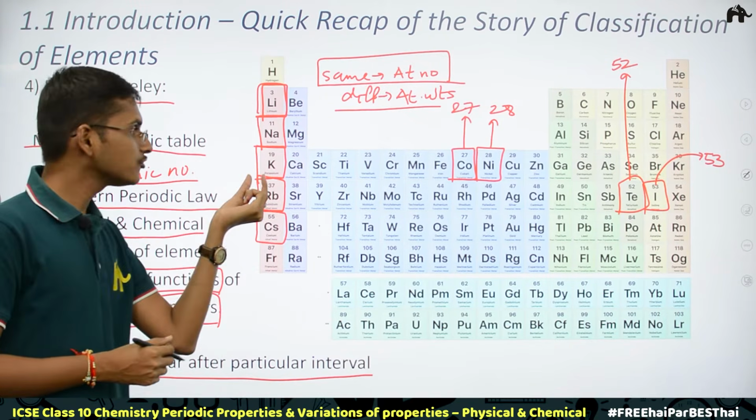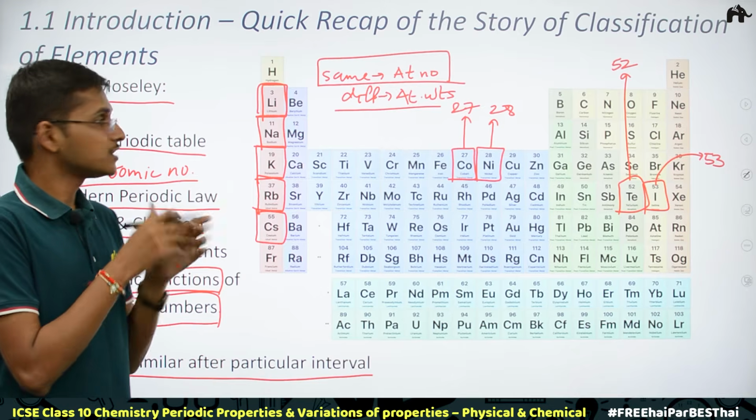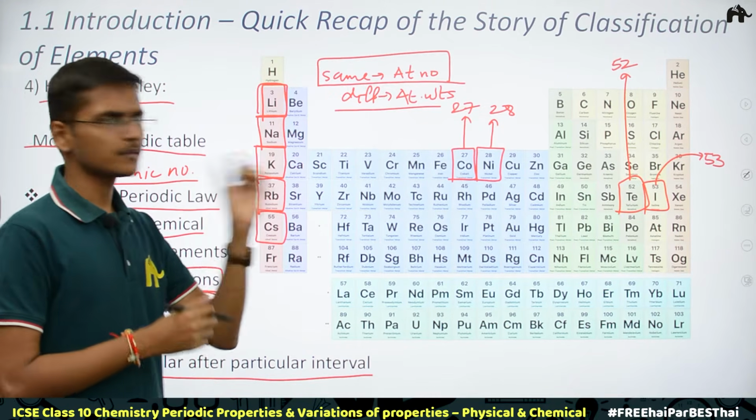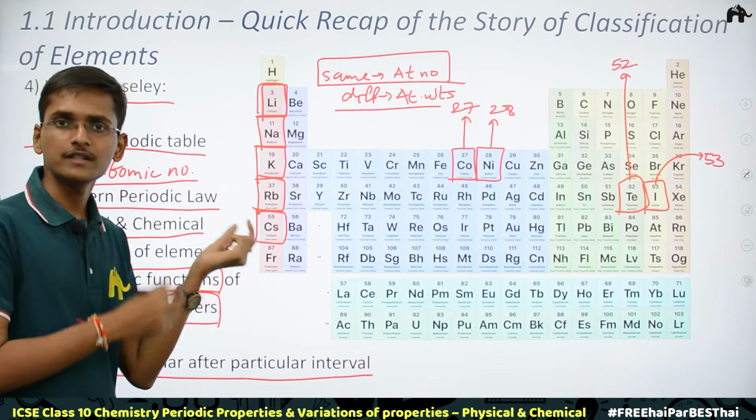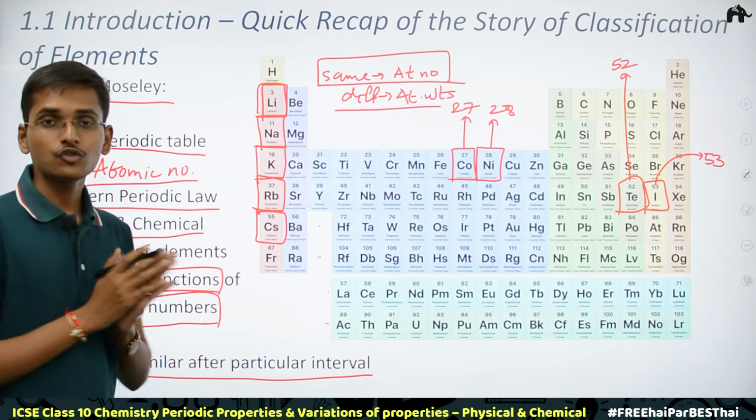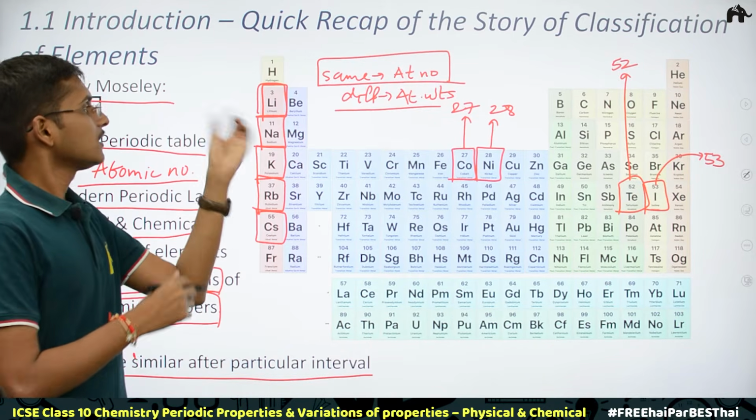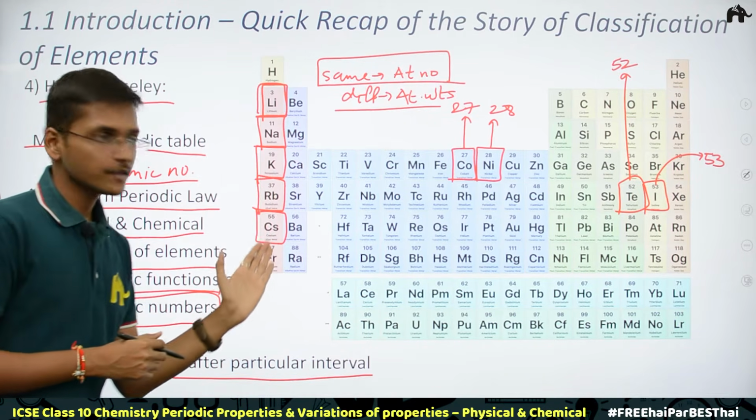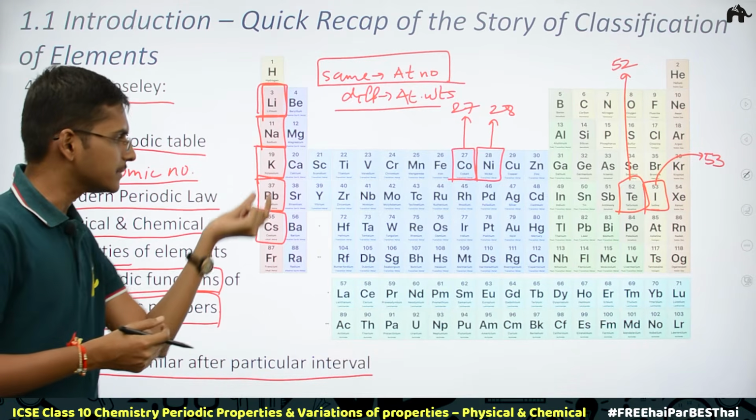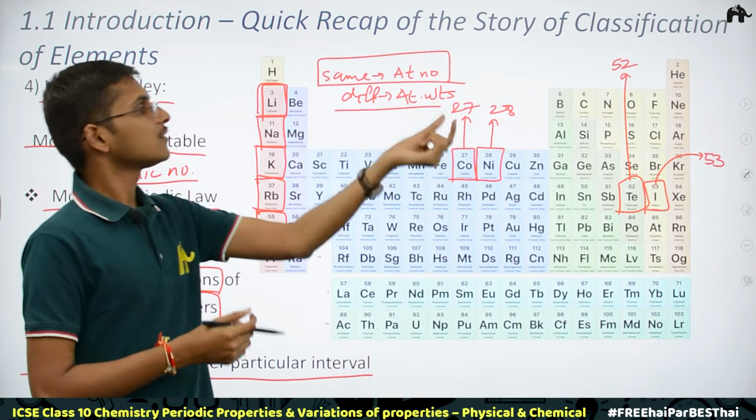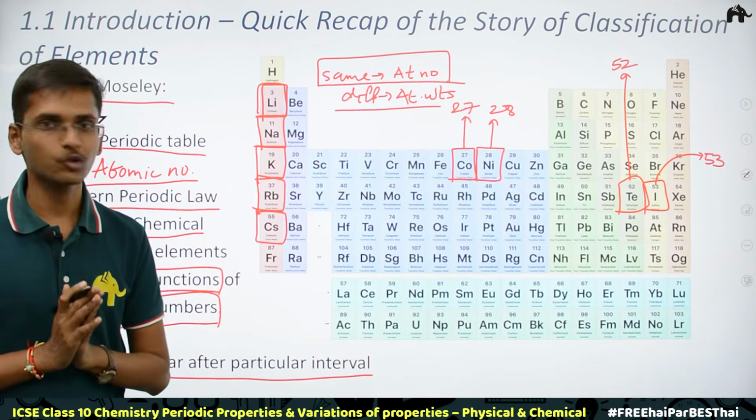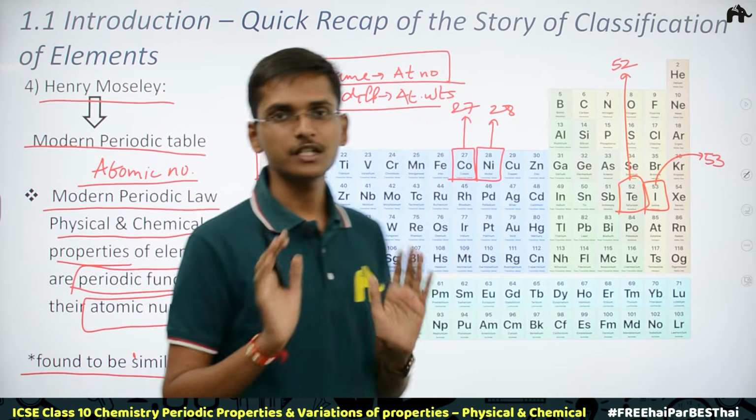Same story goes on after sodium, and after a particular interval of atomic number, we again find an element which has similar properties to those of sodium and lithium. Then after a particular interval, we again find rubidium, which has the same properties as potassium, sodium, lithium, and so on, then cesium. So now you would have understood. The physical and chemical properties of elements are found to be similar after particular intervals of their atomic numbers. Now it would be very clear for you.